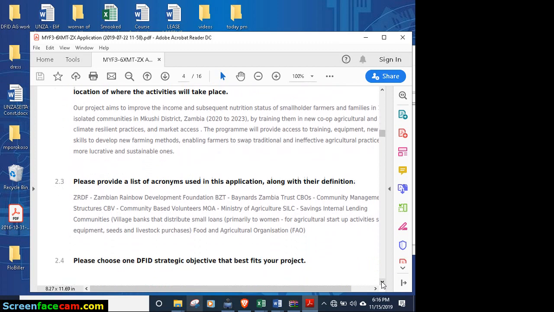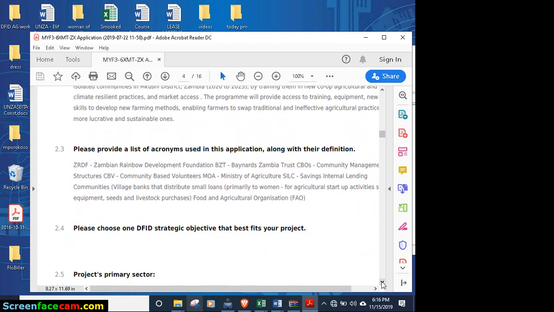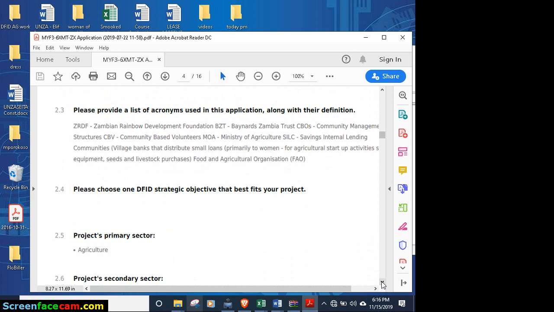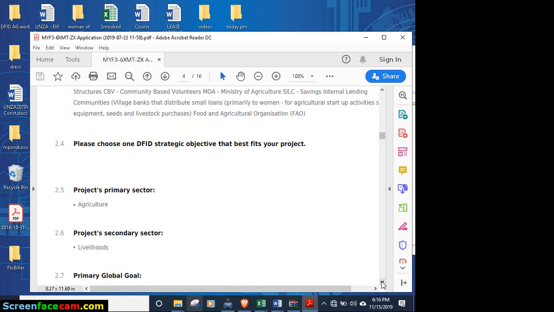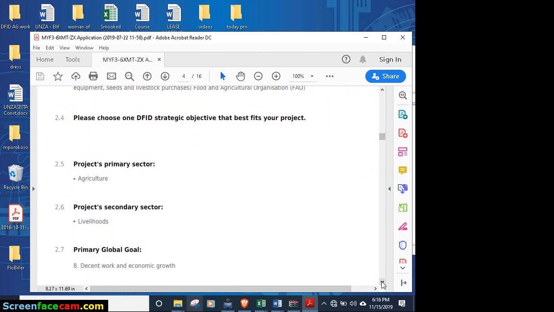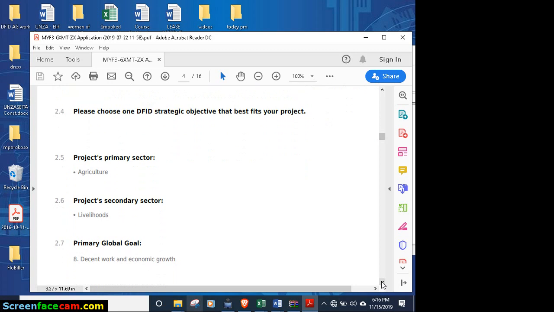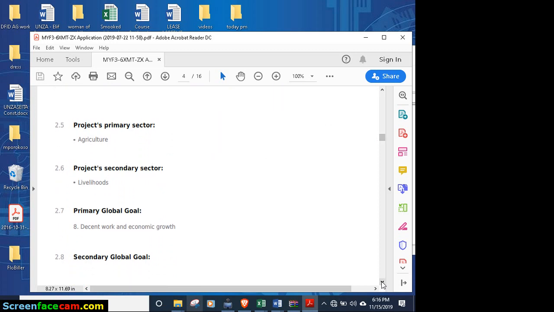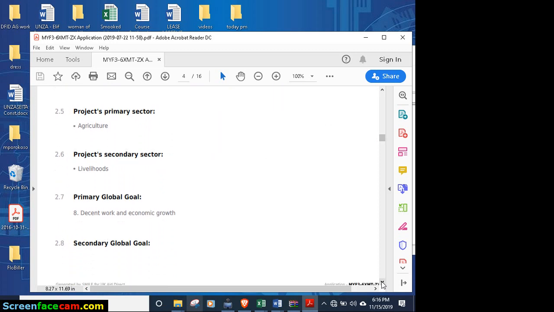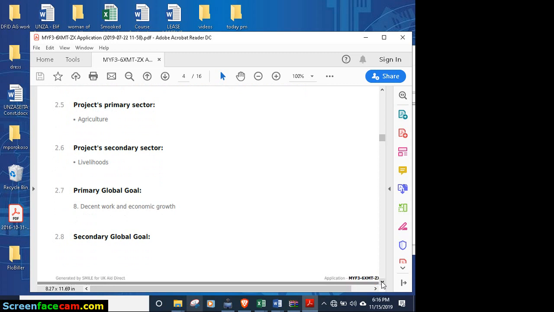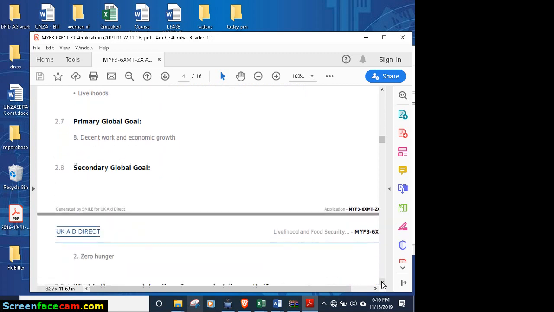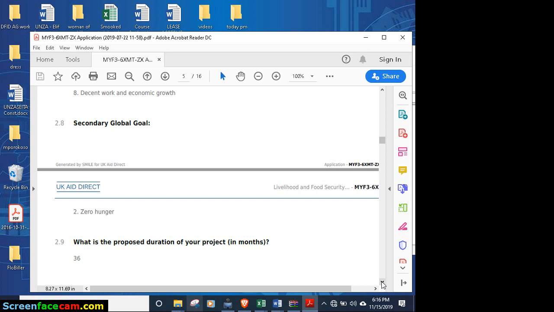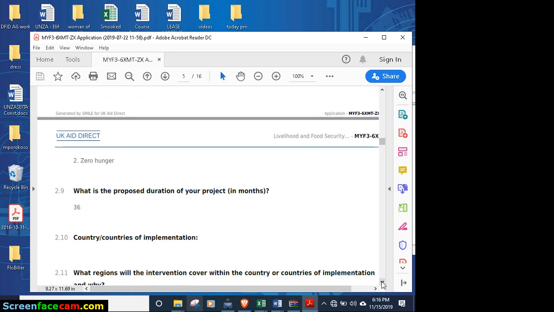Okay, then here they ask you to list acronyms. Then they ask you, choose one DFID strategic objective that best fits your project. Okay, the DFID objectives are very synonymous to the Sustainable Development Goals. So when they ask you, what is your primary global goal, they're asking you about the SDG. What's the secondary global goal? They are still asking you about your second SDG. So this one was to do with zero hunger and things like that.